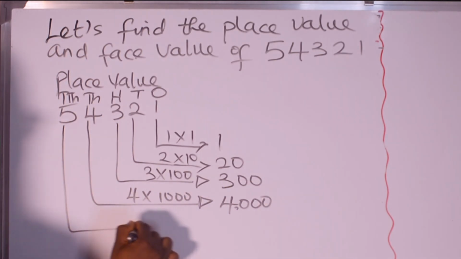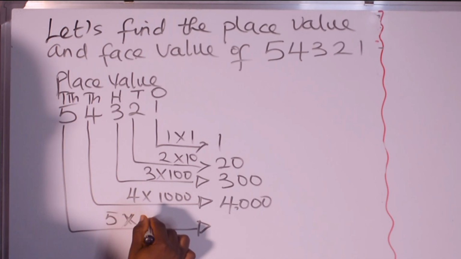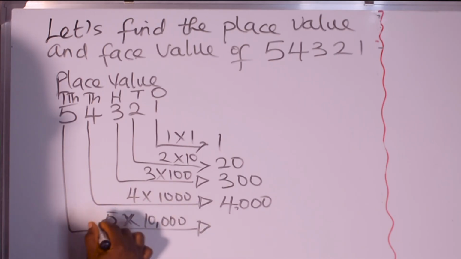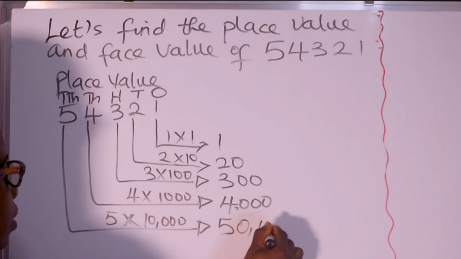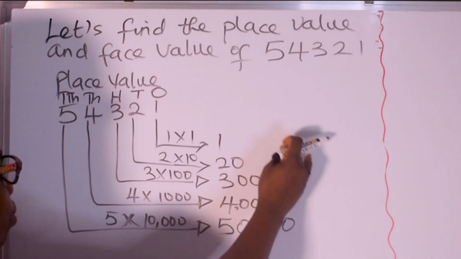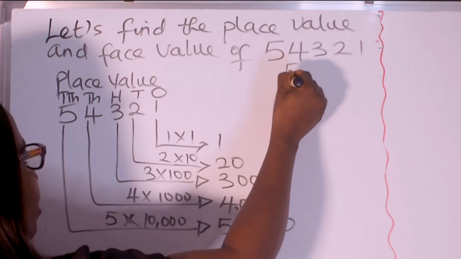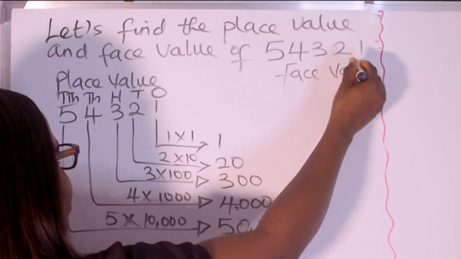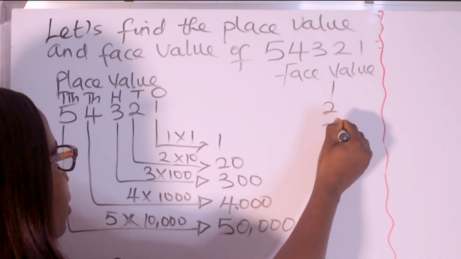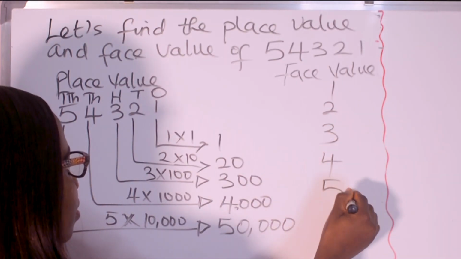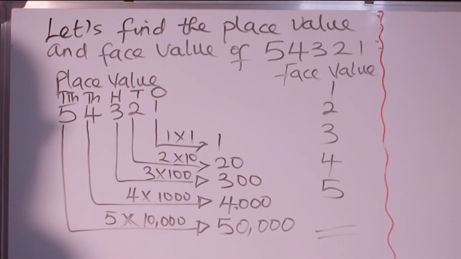Now this is 10,000s. It should be 5 times 10,000. And when you have 5 times 10,000, it will be 50,000. So these are the place value of this digit. While the face value remains the number of the digits the way it is. I hope this is clear enough.